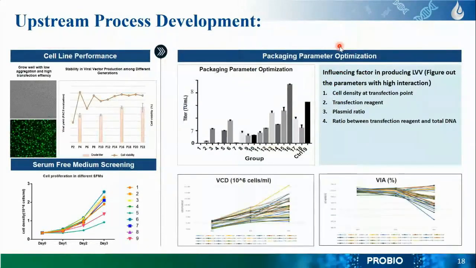So here, the upstream process for our cell line. Here I have a few things like the cell line, the packaging system, the serum-free medium with VCD and viability. I'll start with the cell harvest, which is actually the interface between upstream and downstream.